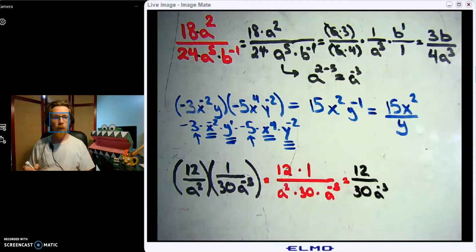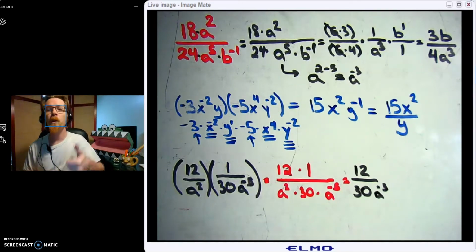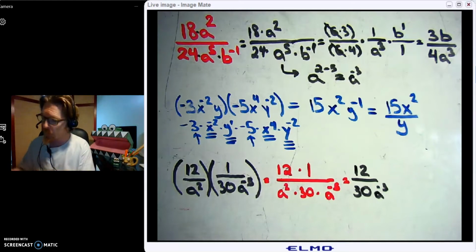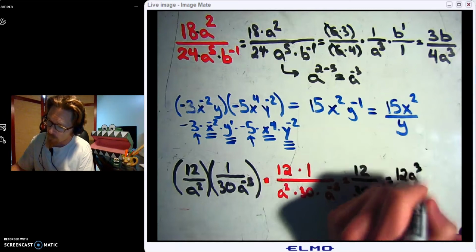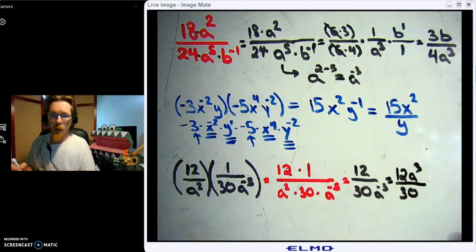And as before, we know negative exponents are actually movements. They're not negative numbers. And so we're going to take that a to the negative 3 and we're going to move it up into the numerator. So I would have 12 a to the third over 30. Now I'm still not completely simplified because 12 and 30 share a common factor. And if you're not sure how to figure that out, just say, I know they're both even, so I can divide them at least by 2.